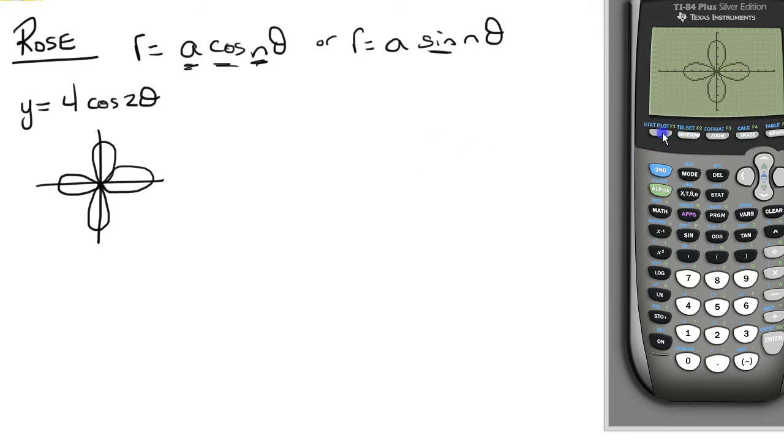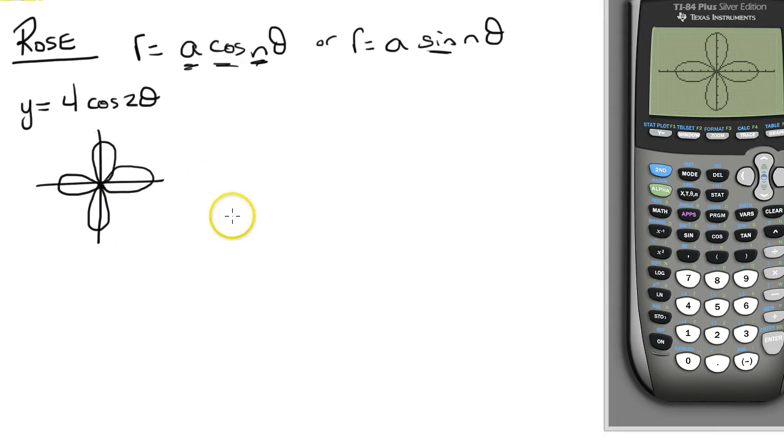Well, let's try another one. What if I put y equals negative 5 cosine 2 theta? We have the same basic shape. So I'm just going to enter negative 5, so y equals negative 5 cosine 2 theta, and hit graph, and let's see what this does. Okay, 1, 2, 3, 4, 5. Same shape, but now it goes out to 5.